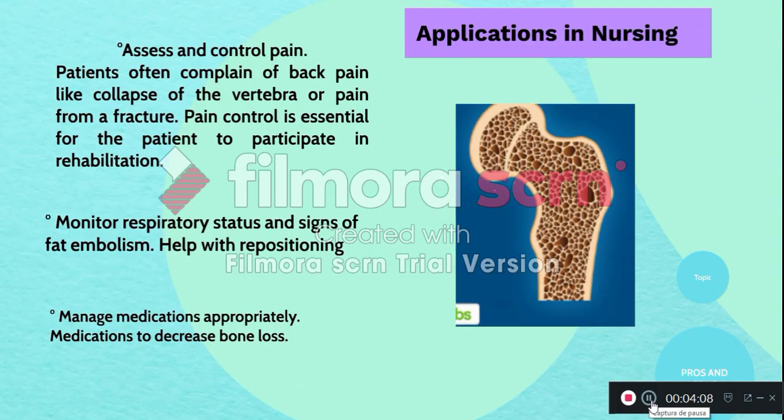Okay, continue with the slide. Application in nursing. First, we have acute pain control, meaning that patients often complain of back pain, like collapse of the vertebra or pain from a fracture. Pain control is essential for the patient to participate in rehabilitation.